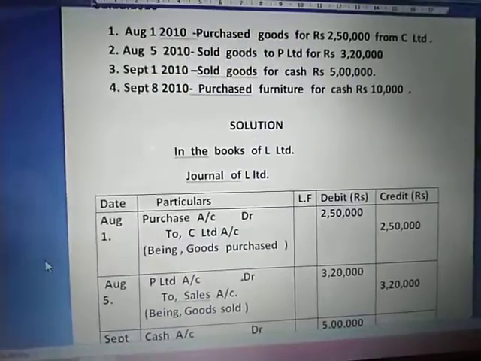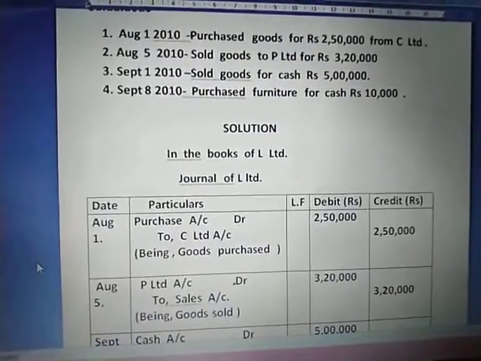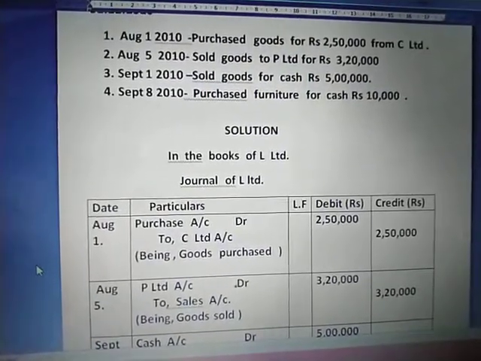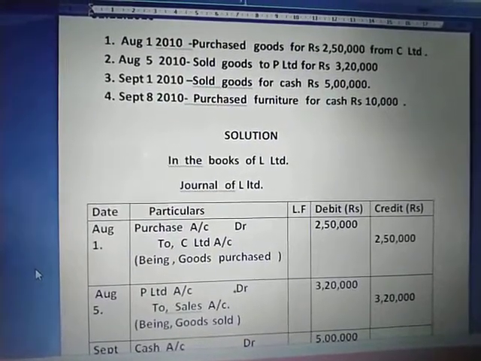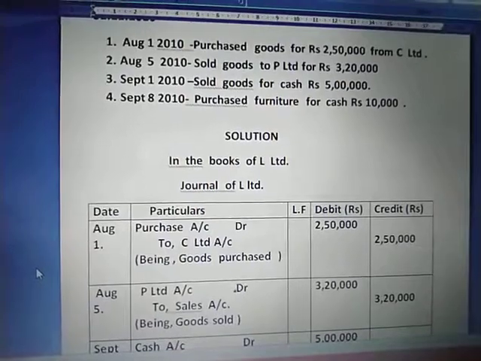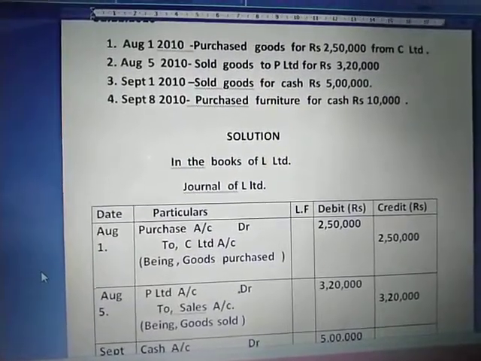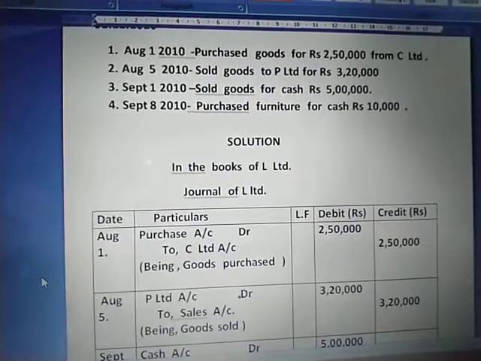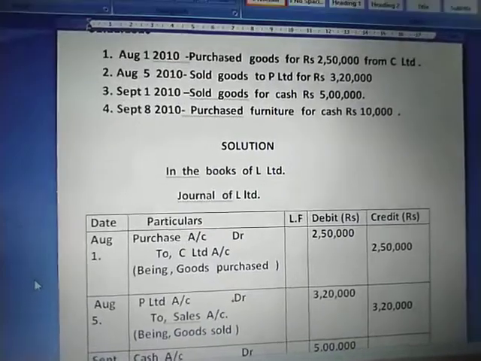now come to the fourth transaction, September 8 2010. We have purchased furniture for cash, so the journal entry is furniture account debit to cash account. Here also there are two ledger accounts we have to prepare, furniture account and cash account. Cash account is already prepared, so we need to make a new ledger account for furniture. So let us move to that.